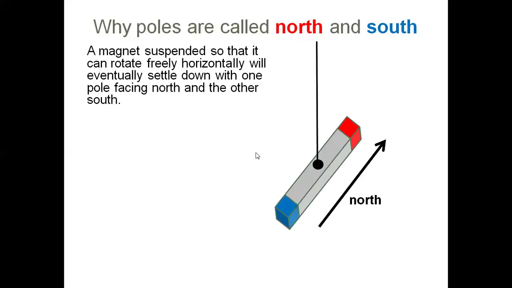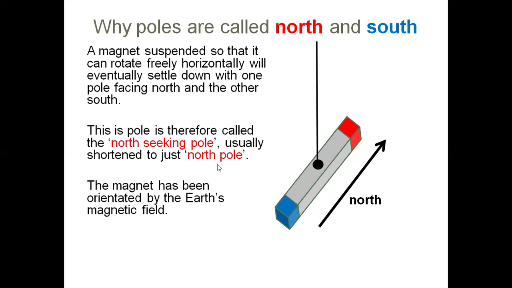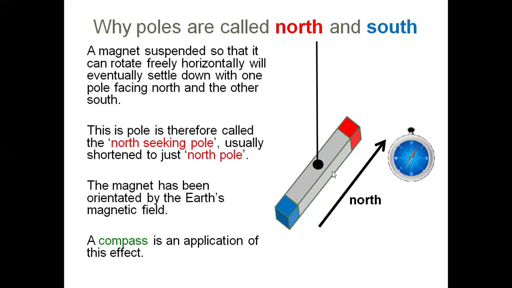Why are poles called north and south? A magnet suspended freely so that it can rotate horizontally will eventually settle down with one pole facing the north and the other pole facing the south. This pole is therefore called the north seeking pole, shortened to just north pole. The magnet has been oriented by Earth's magnetic field. So this is the compass, and this magnetic compass is showing north and the magnet is also showing geographical north.